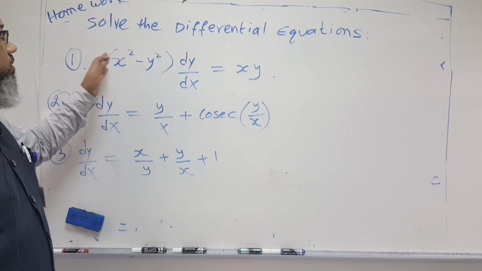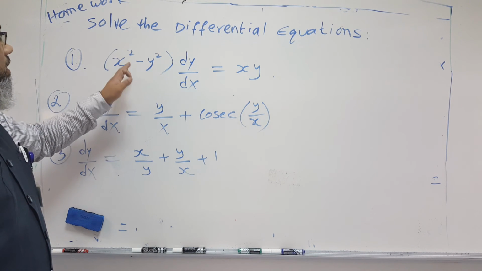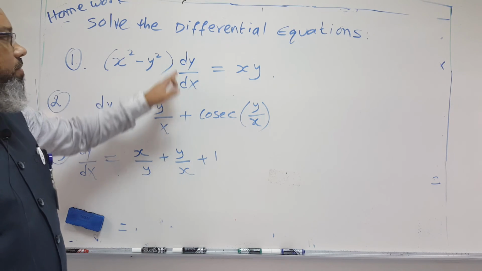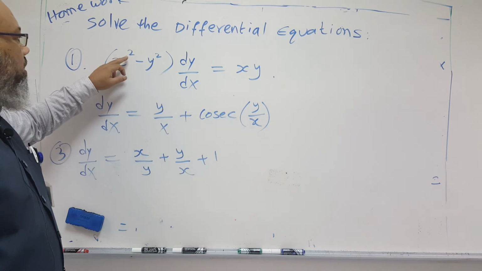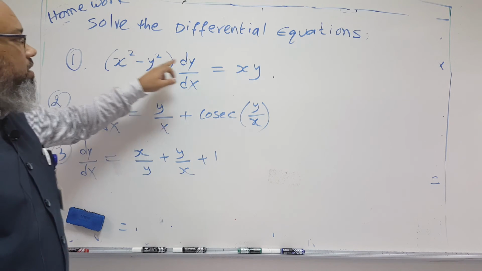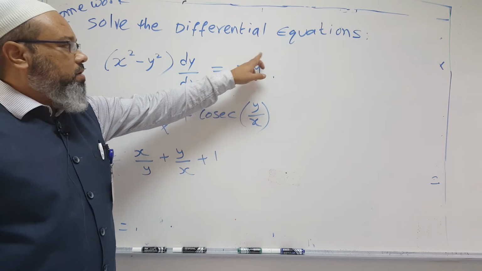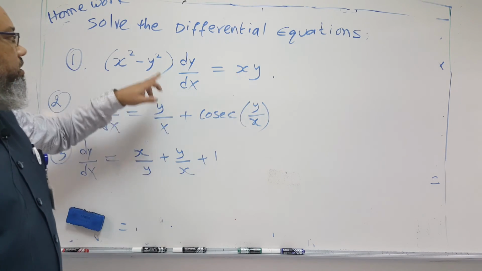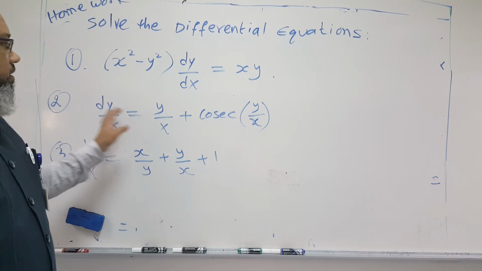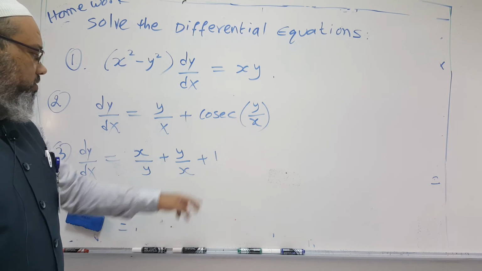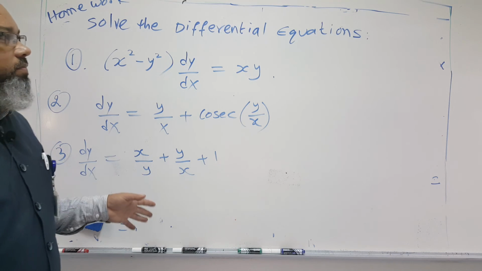First one, solve the differential equation x square minus y square dy by dx equals xy. If you see here, all the degrees are the same. This term's degree is 1 plus 1, 2, because of multiplication, 2. Here also, yes, it's okay. This is also okay. So solve these three.